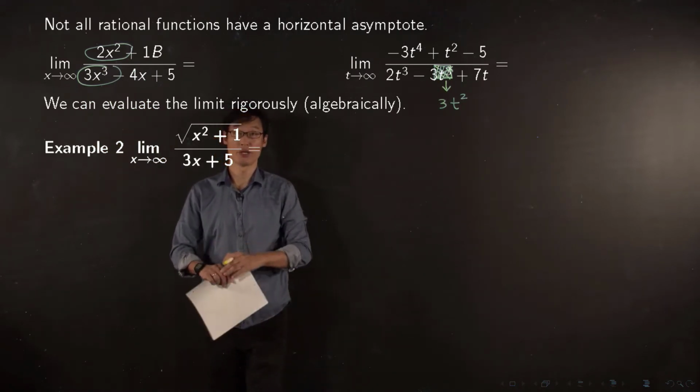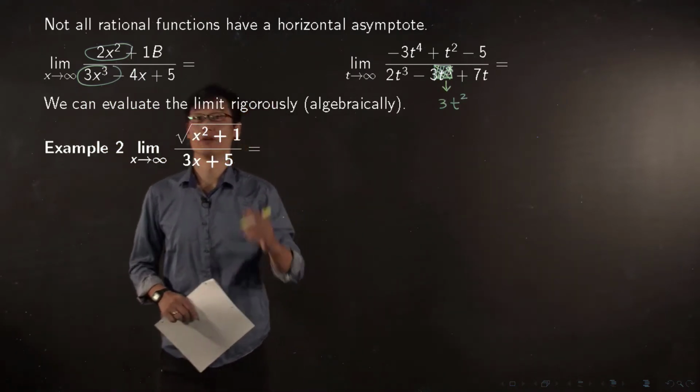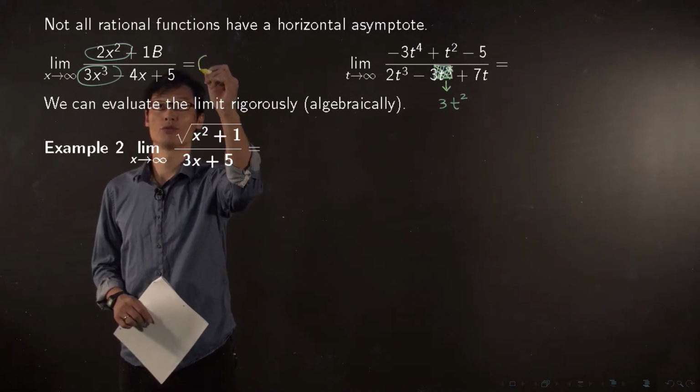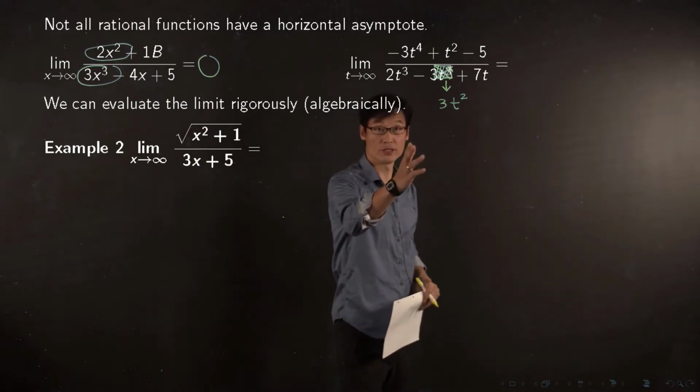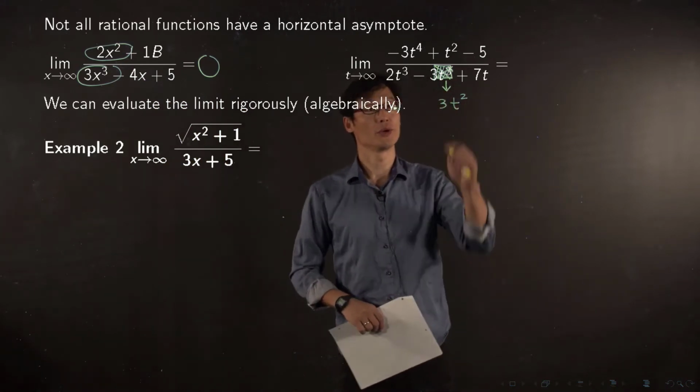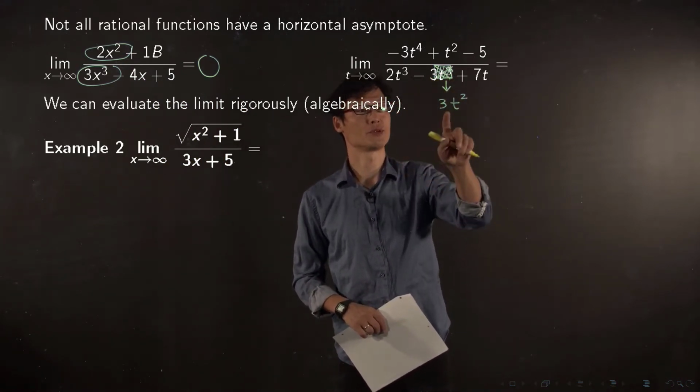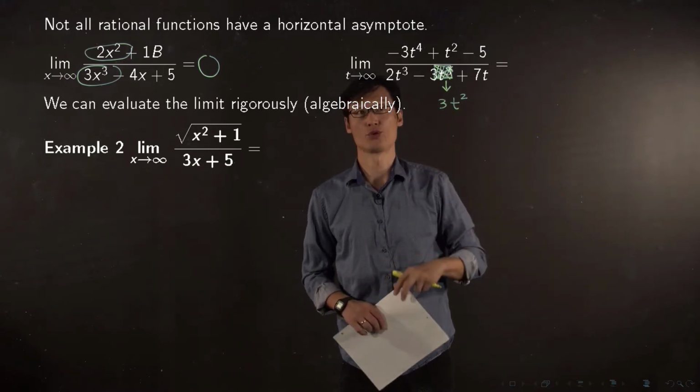Now that the denominator grows faster than the numerator, this limit is 0. So this function has a horizontal asymptote, but look at this. By the way, I meant the middle term is 3t squared, not 3t cubed.